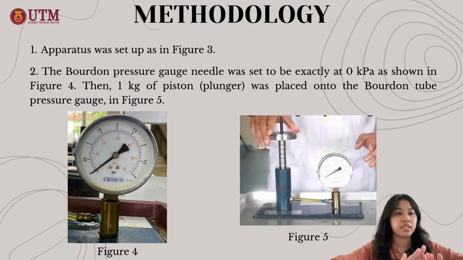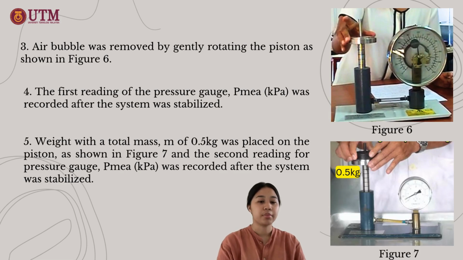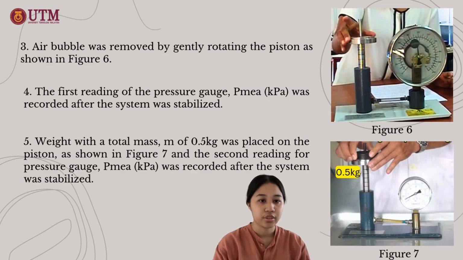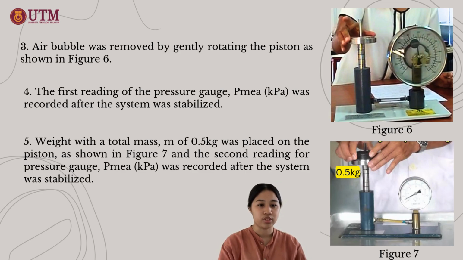Then the 1 kg piston was placed onto the Bourdon tube pressure gauge in figure 5. Number 3, a bubble was removed by gently rotating the piston as shown in figure 6. Number 4, the first reading of the pressure gauge, which is P measured in kPa, was recorded after the system was stabilized. The next one, weight with a total mass M of 0.5 kg was placed on the piston as shown in figure 7, and the second reading for pressure gauge P measured was recorded after the system was stabilized.